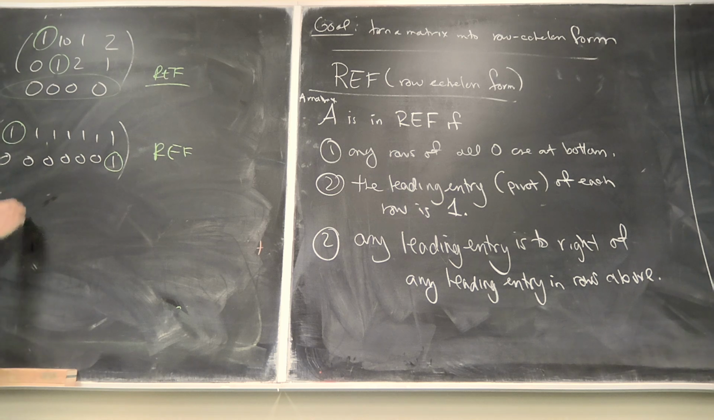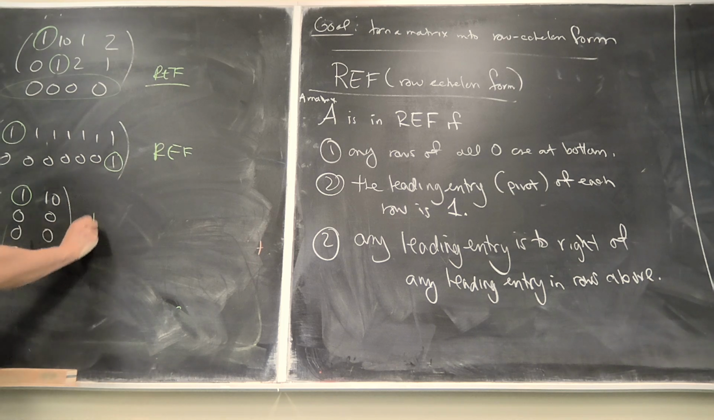This is in row echelon form: 1, 0, 1, 10, 0, 0, 0, 0, 0, 0. It's dumb, but that's in row echelon form. All the zeros are on the bottom. There's the pivot, or its leading entry. It's a 1. That's in row echelon form.